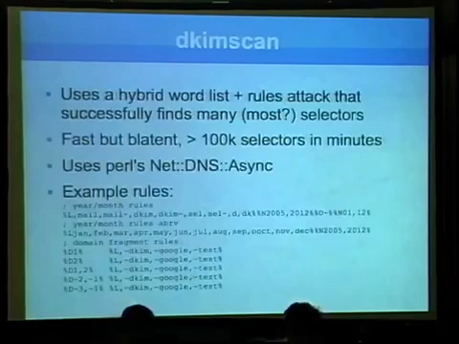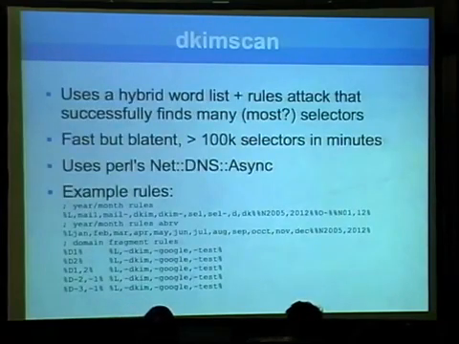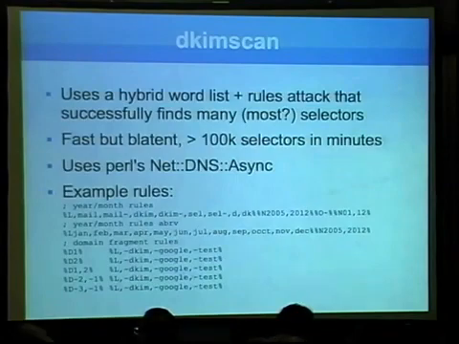I wrote a program called DKIM scan, which is almost to the level of being a denial of service tool, but I took the list of selectors I saw from scraping a few mail spools and compiled a word list with a bunch of rules. I've got some example rules up there. Essentially, what it does is it can take a plain word list and scan all of those entries, but there's also a couple of expansions that you can do. There's a numeric range expansion, which can be used either with or without leading zeros. And because I wrote it in Perl, the numeric range expansion operator also works on letters.